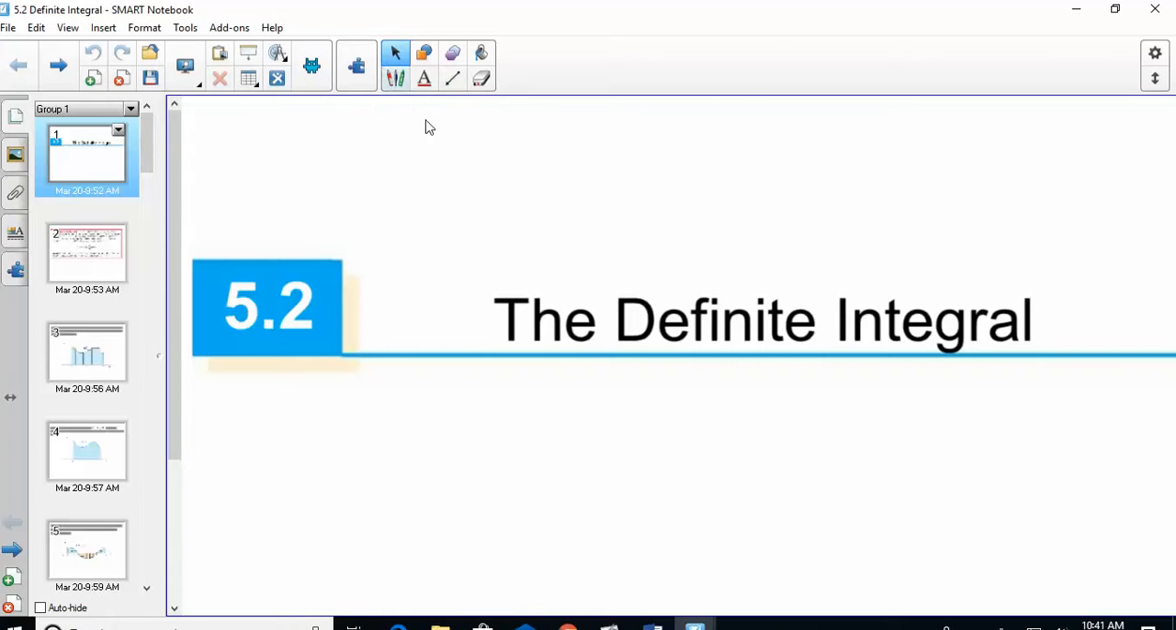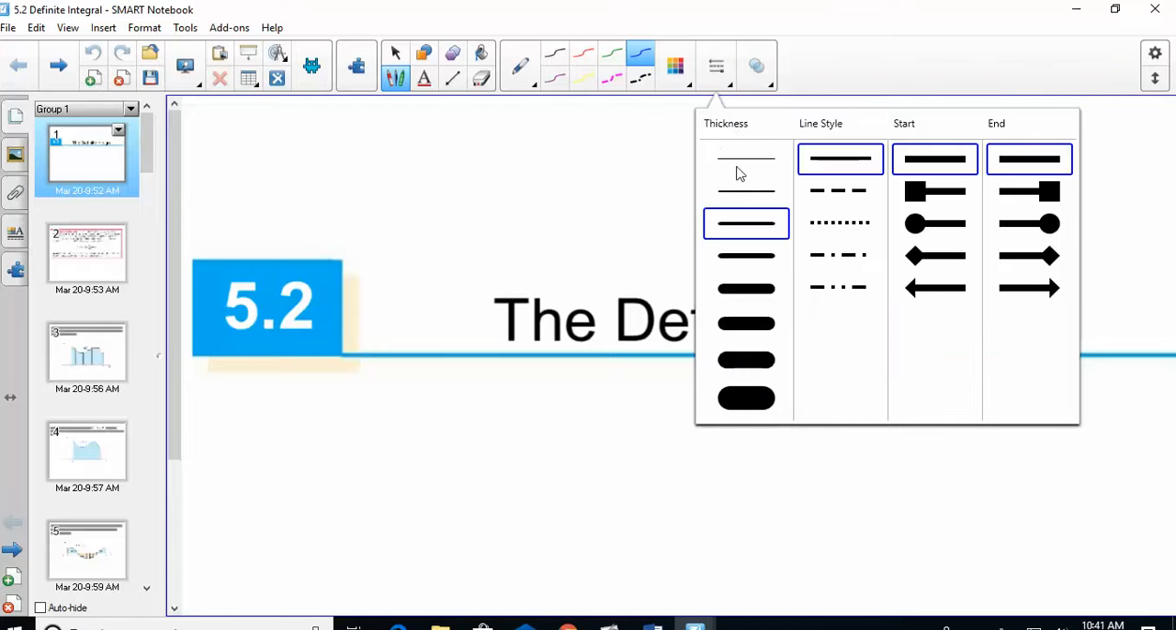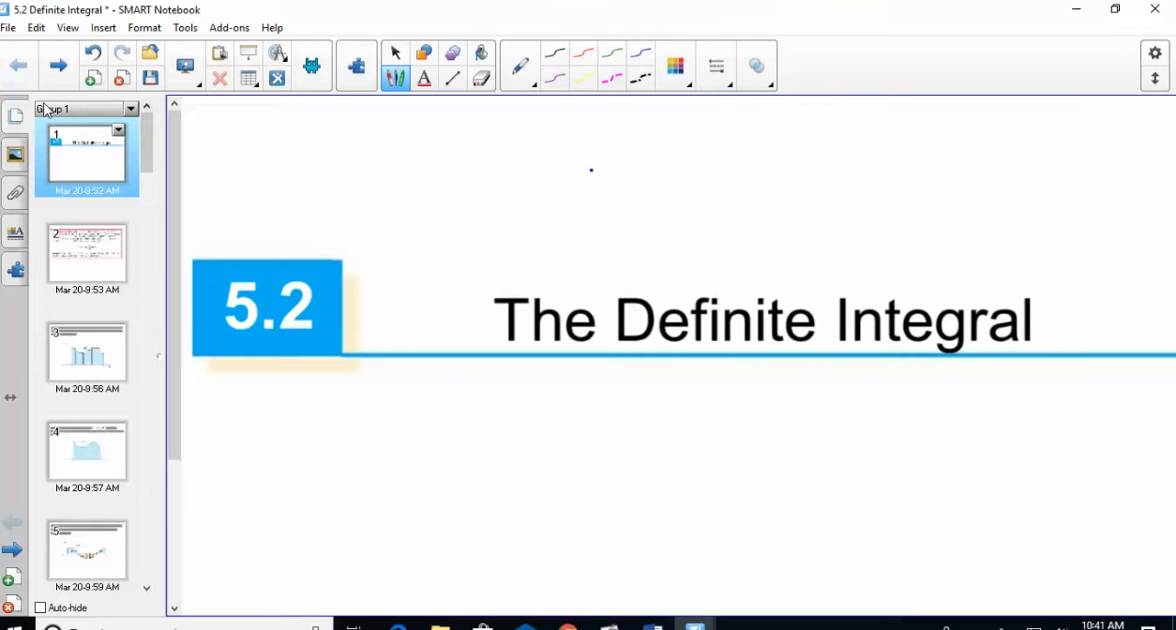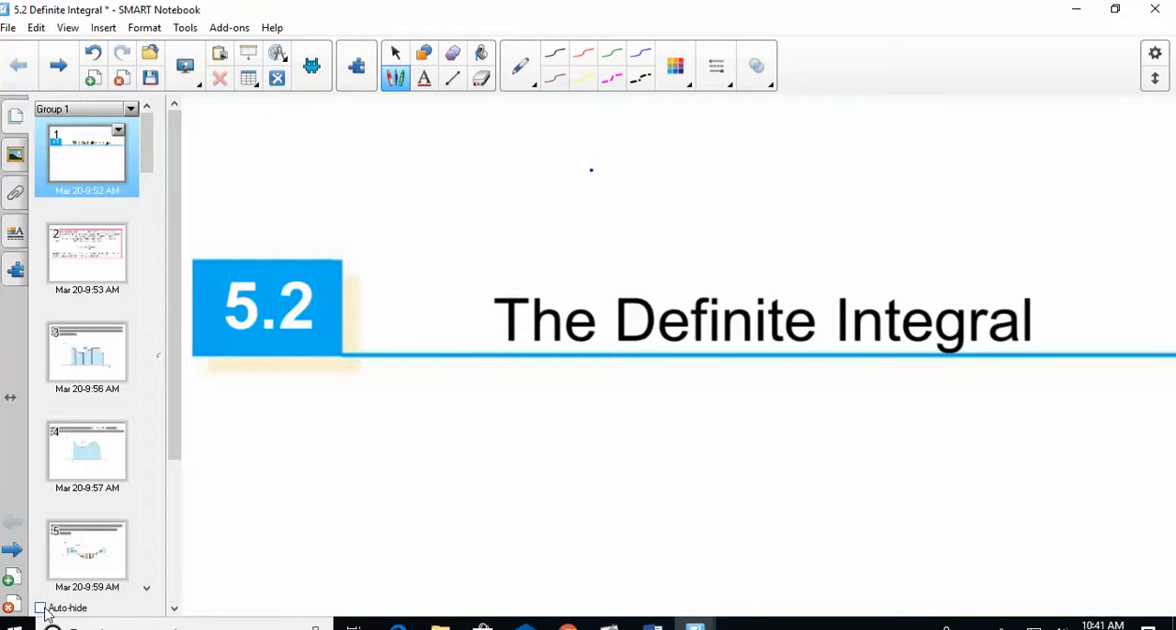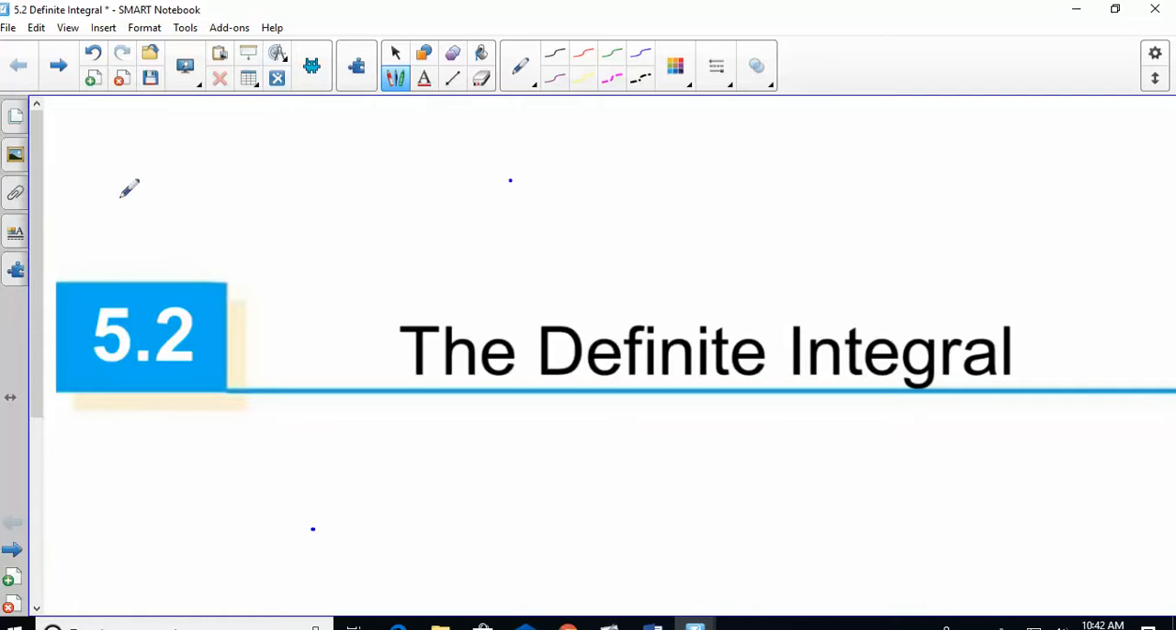I want to go on and start section 2 today. So we are going to be talking about definite integrals now. This video is going to be very similar to all the things that you were doing in 5.1. So it should just continue with what we were looking at. We're just seeing a different notation.